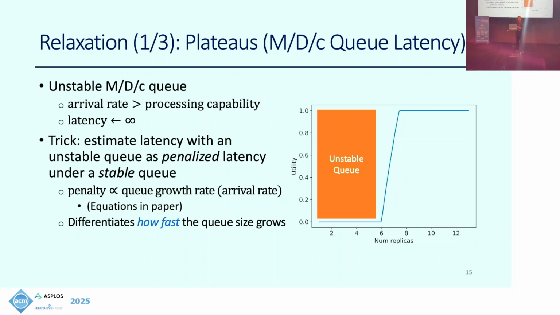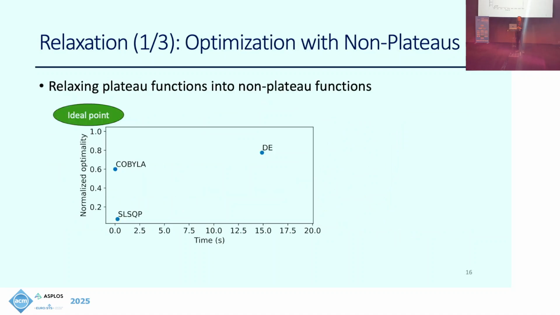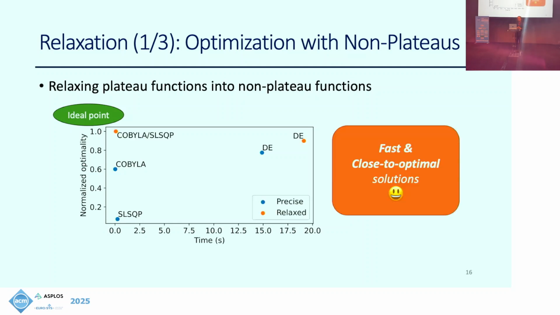More equations about this are in the paper. I don't want to have equations on the slide. And essentially, the nutshell here is that this differentiates how fast the queue grows as opposed to just the queue size itself. And that eliminates this plateau as well and makes it, again, smoother. With this, we can input these non-plateau functions, these relaxed functions, into these optimizers, and we move up closer to the top left to give us fast and close to optimal solutions.